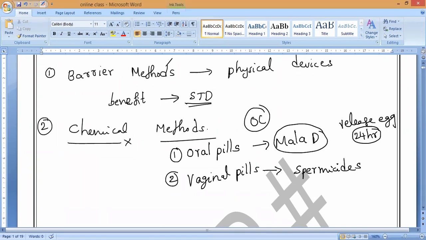So the first one is barrier methods. Barrier methods use two things: one is condoms and the second one is the diaphragm, also called a cap. One is used by males and the other is used by females.